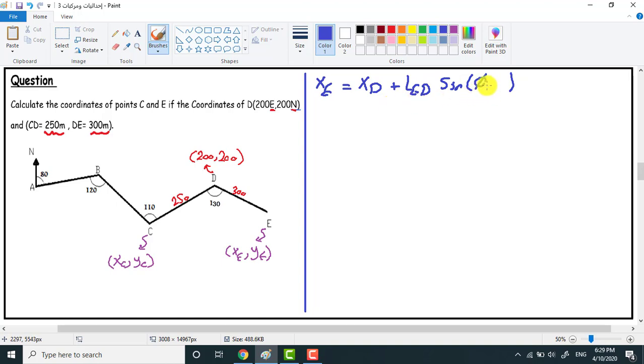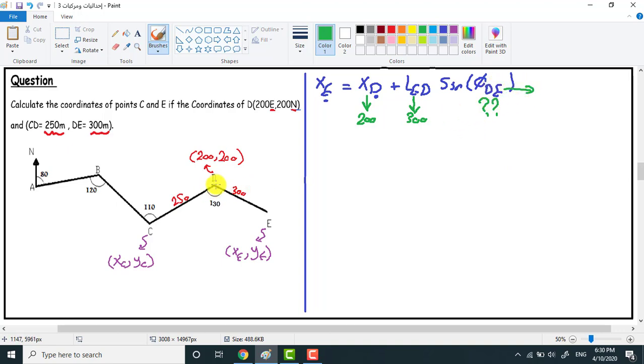Which phi? Phi ED or phi DE? We always put here phi from the known to the unknown. So we want phi from D to E. XD equal 200, LDE equal 300 meter. Phi DE, I don't know it. So first we should calculate phi DE.